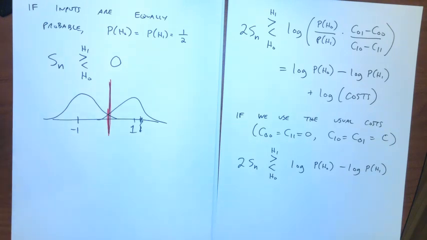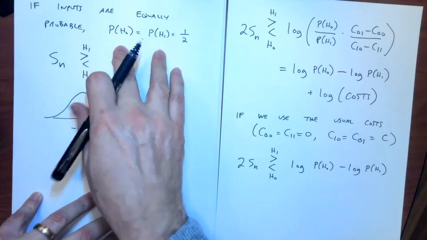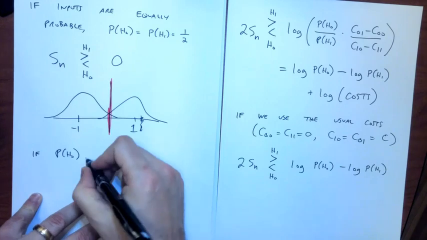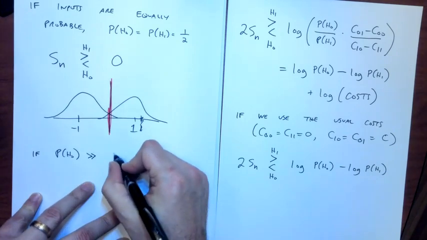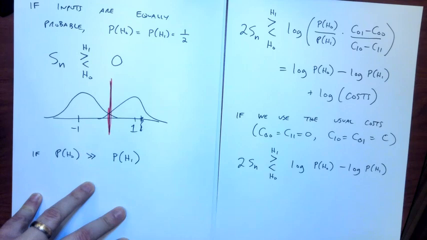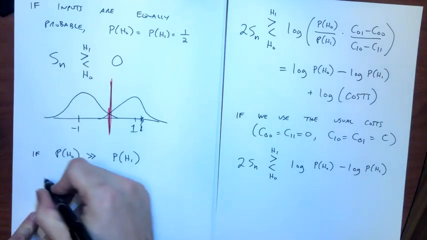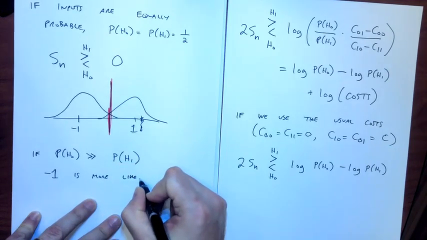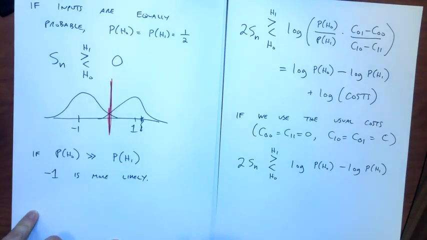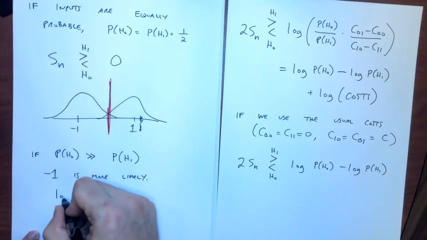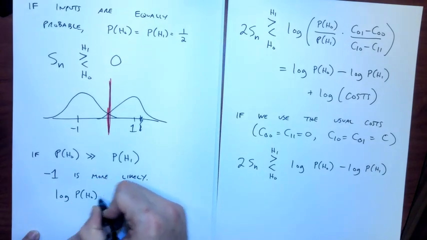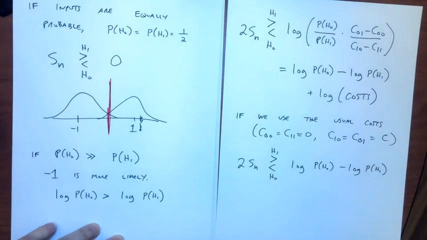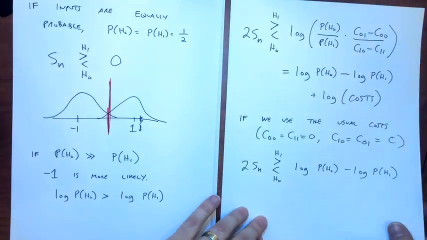But if the prior probabilities are different, so if the prior of having a -1, for example, was a lot bigger than the probability of having a 1 bit, that would basically be saying -1 is more likely. And what would that mean? That would be like saying that log of this thing would be bigger than log of this thing. And that would move the decision boundary over to the right.